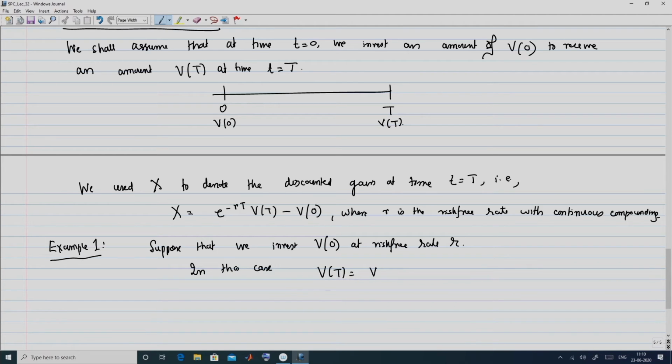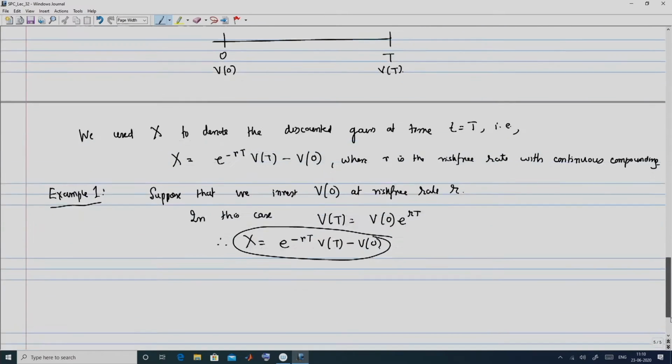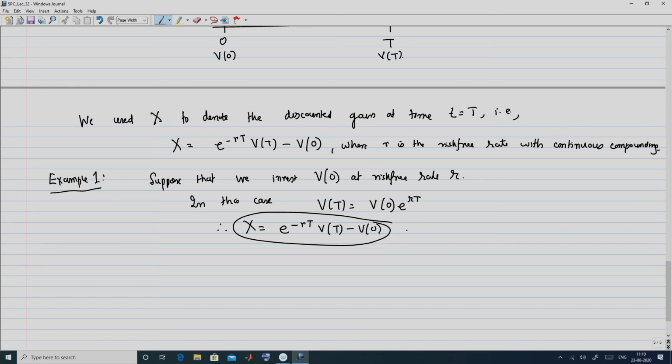It is going to be the investment of V 0 growing by a factor of e raised to r into capital T. So, therefore, what is X going to be? X is going to be e raised to minus rT V of T minus V 0. So, actually this is just the definition of X that we have given earlier. And what is this distribution going to be? See, observe carefully that this X essentially is going to be equal to 0. All right. So, this means that X is basically going to just take one value, and that is 0.